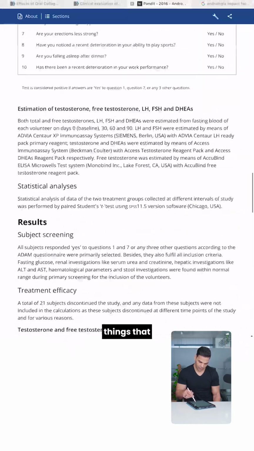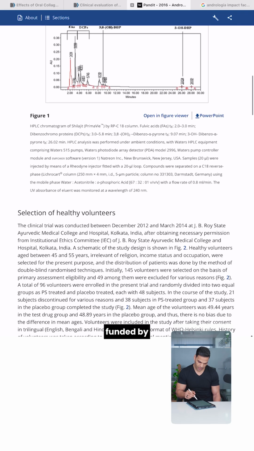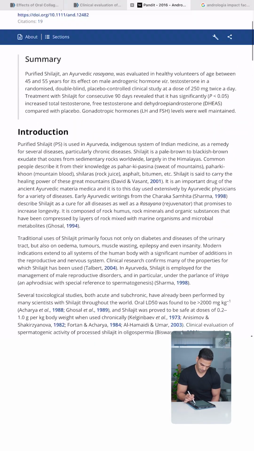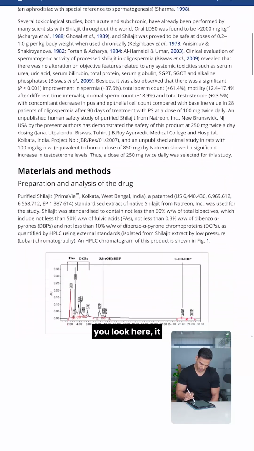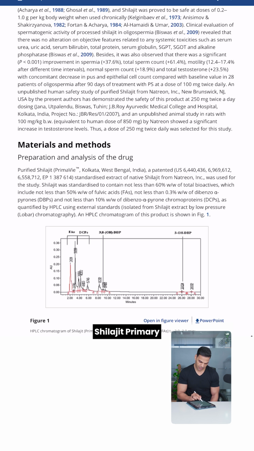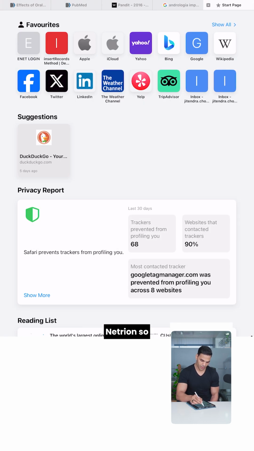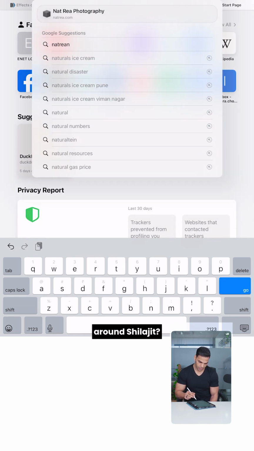Right, so one of the first things that I notice here is that this study is actually funded by the company that makes shilajit. So they've given some background, and if you look here, it says that purified shilajit, Primer V, Kolkata, West Bengal, India, a patented standardized extract of native shilajit from Natreon Inc. So what we're going to do is see what exactly is Natreon and why Natreon is so interested in publishing studies around shilajit.